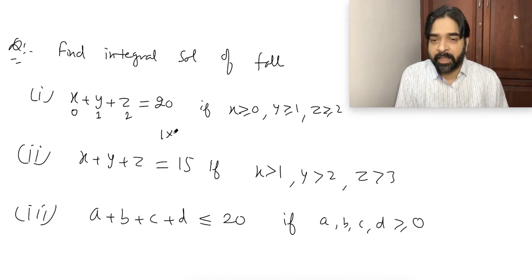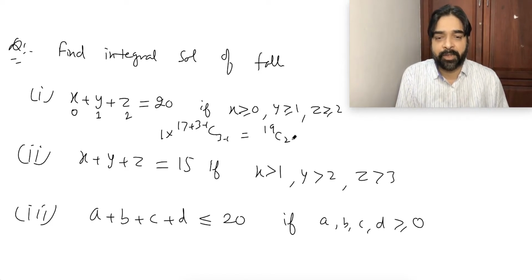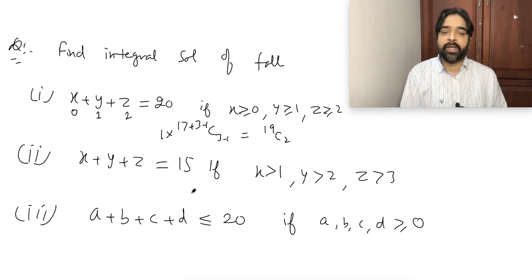So we'll say 17 plus 3 minus 1 C 3 minus 1, or you can say the final answer is 19 C2. How many of you got the same answer? Okay. 19 C2, that will be the answer. For this question, cross check it.